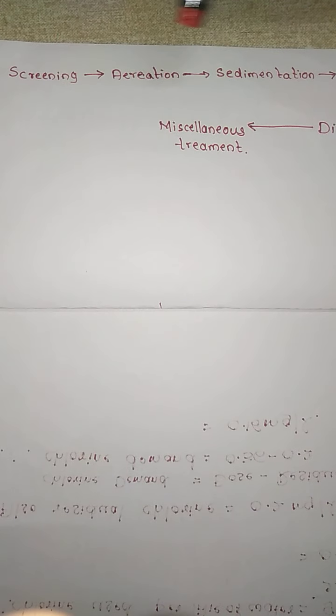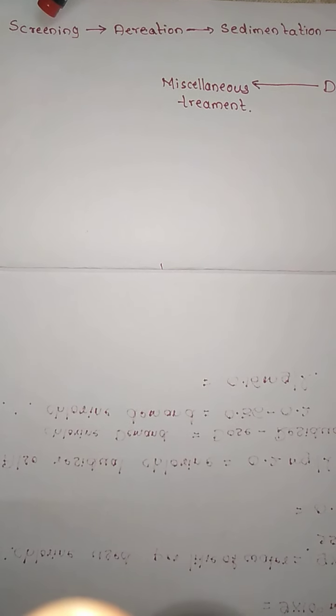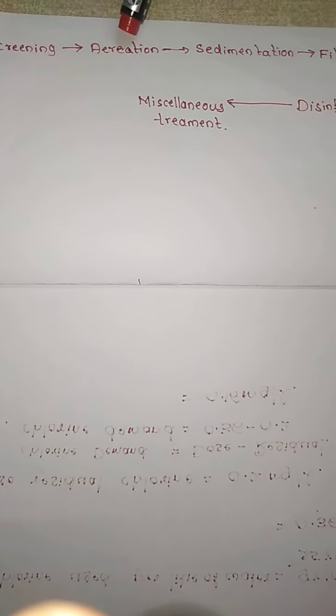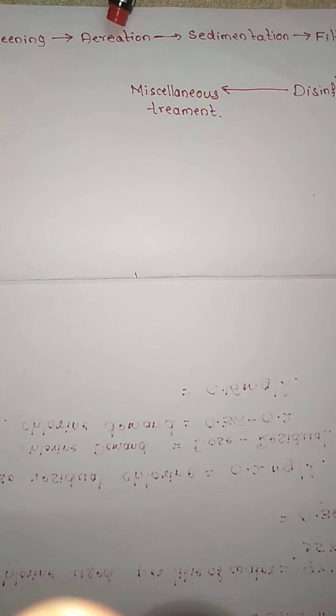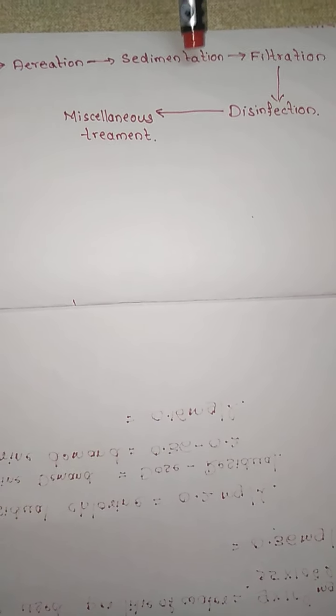Now this is the flow diagram of your water treatment plant, right? In the first we have removed the larger floating elements by screening. Then in order to increase the DO content in water, we have done the aeration. Then sedimentation, in order to remove the suspended or settleable particles in water. Then very fine suspended particles which are not removed by sedimentation or coagulation sedimentation, we have removed by filtration.